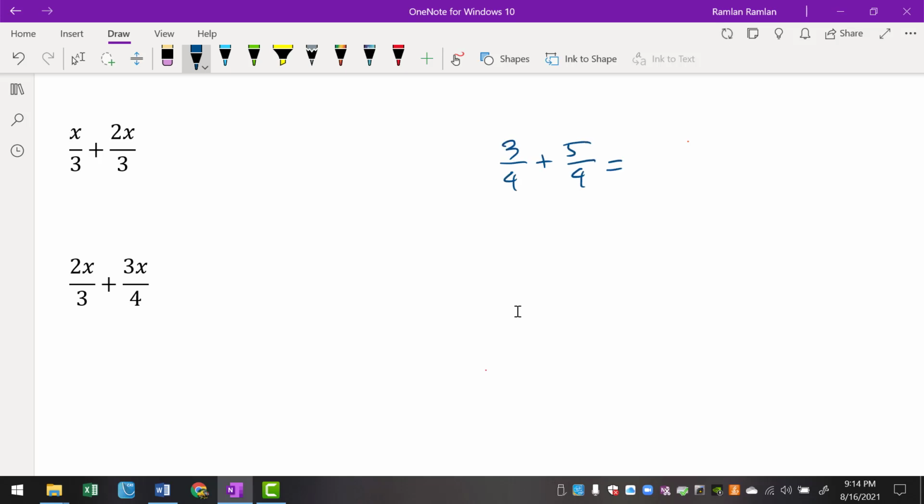Because both of these fractions have the exact same denominator, I can just add 3 plus 5. 3 plus 5 is 8, so 8 over 4, right? Or I can simplify this: 8 divided by 4 is equal to 2.